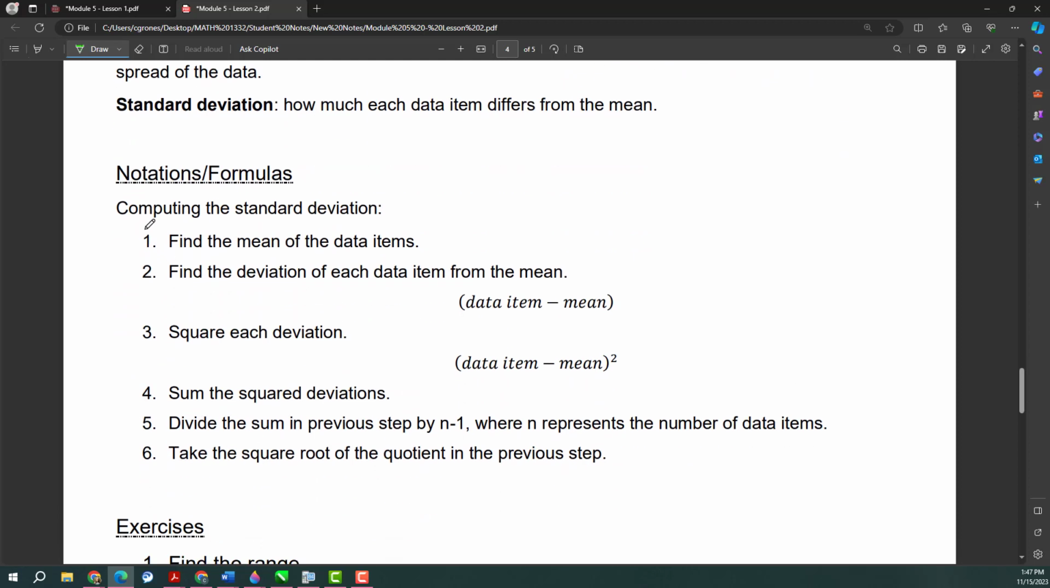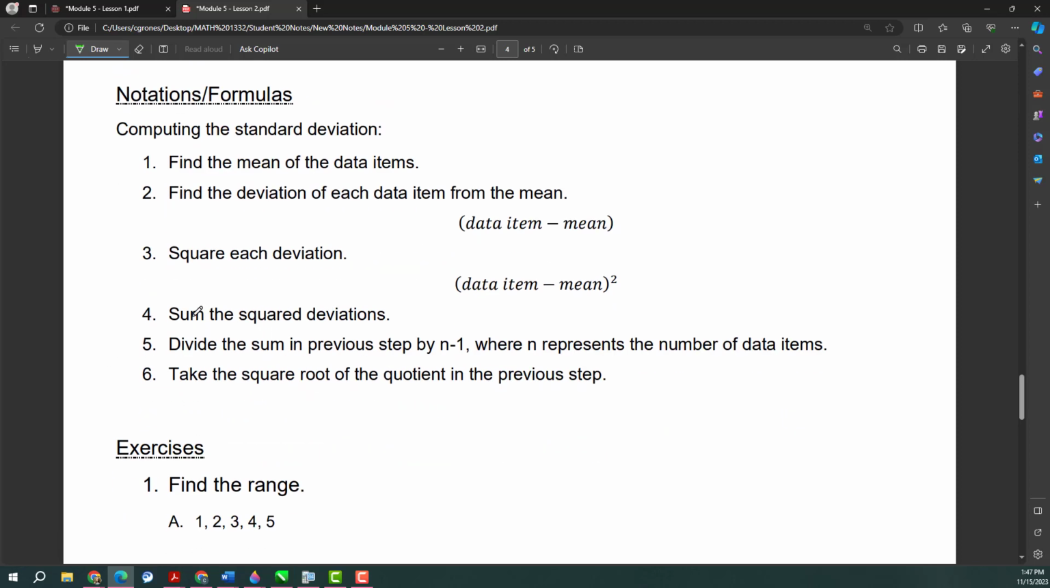So there are 6 steps to finding the standard deviation. If you look at your notations and formulas, it tells you each step to calculate the standard deviation. You find the mean of the data items first. You find the deviation of each item from the mean, so each specific data item minus the mean, and then you square each deviation from step 2. After that, you're going to sum the squared deviations that you found in step 3.